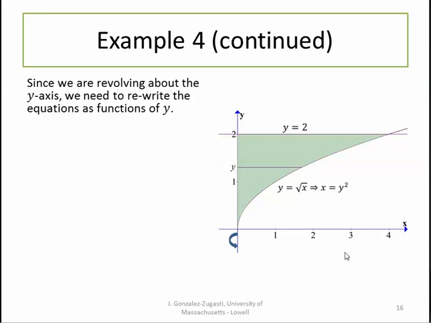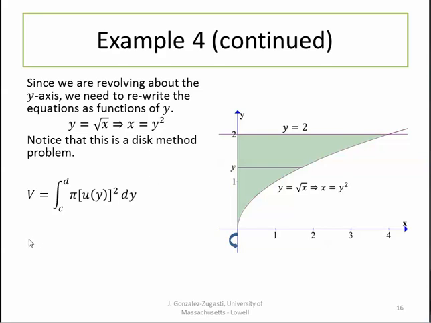So now, since we're revolving around the y-axis, we're going to integrate with respect to y. That means we need to rewrite the equations as functions of y. So to do that, y equals the square root of x becomes x equals y squared. Alright, so our volume is going to be equal to the integral of where we're taking our slices from, c to d. So we're starting here at 0 and we're taking slices up to y equals 2. And then it's pi times our function in terms of y squared, which is y squared squared.